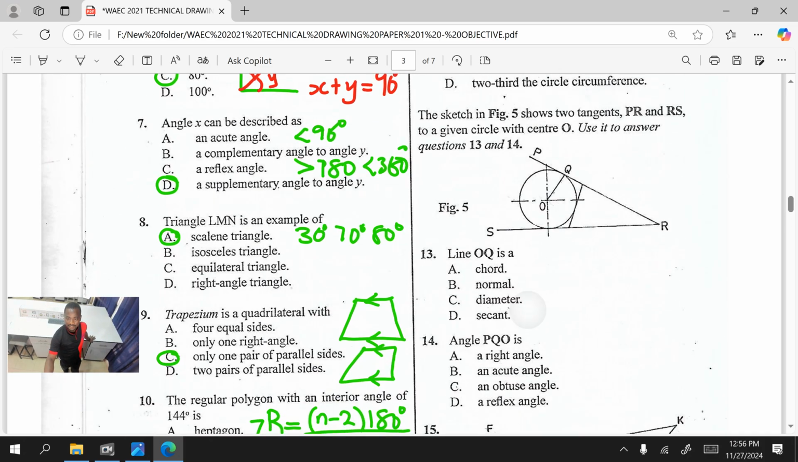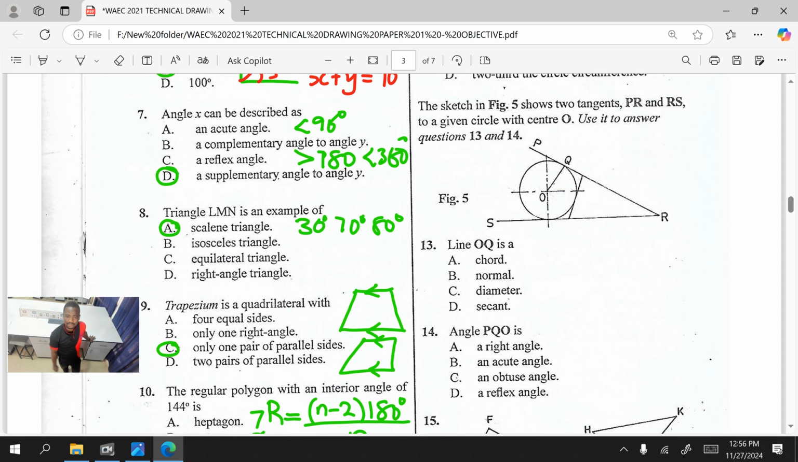We'll move to number 13. Number 13 has a diagram too. The sketch in figure 5 shows two tangents, PR and RS, to a given circle with center O. Use it to answer question 13 and 14. Good. I explained this in one of my videos. If you have seen it, you'll be able to relate. What is really happening here?